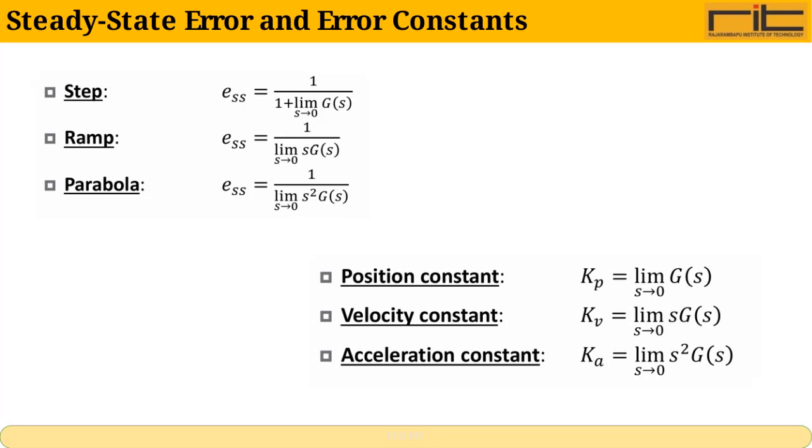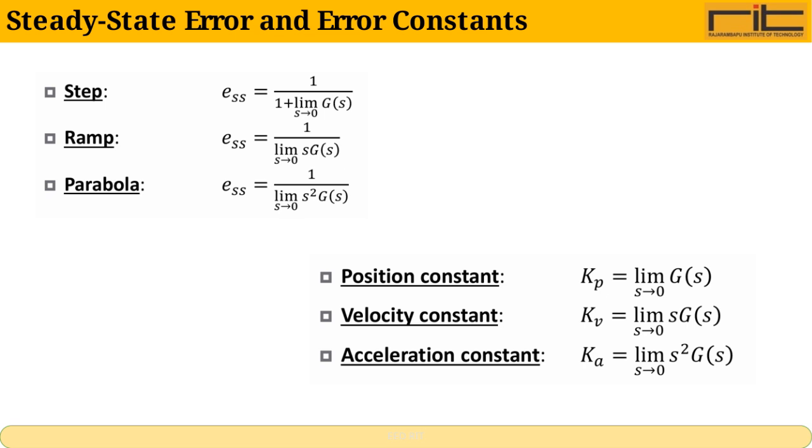Now, let's focus on steady-state error and error constants, which are crucial concepts in control systems. Steady-state error refers to the difference between the desired output and the actual output of the system as time approaches infinity. It's a measure of how accurately the system can achieve its target value after all transient effects have settled. Understanding steady-state error helps us evaluate system performance and determine if the system meets design specifications.